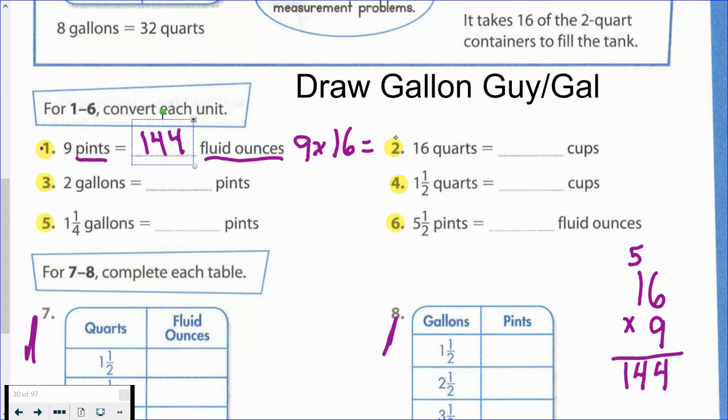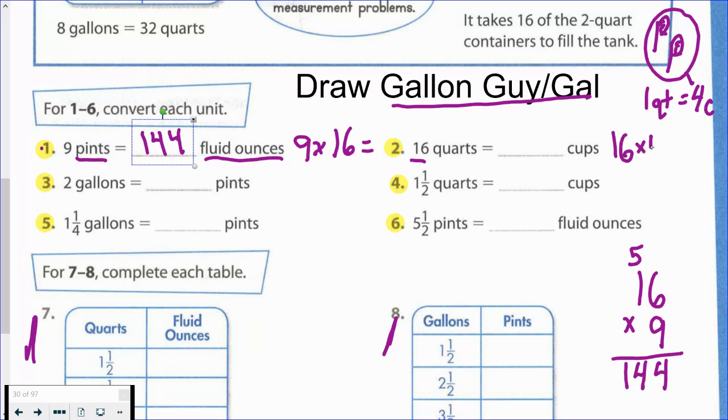So let's do one more together today. Let's look at number 2, 16 quarts. You could look at your gallon guy or your gallon gal. If you were to do that, you would remember 1 quart has 2 pints. Each pint has 2 cups. So if you think about that, 1 quart has 4 cups. So think about this. If we have 16 quarts, each quart has 4 cups. 16 quarts, 4 cups in each.